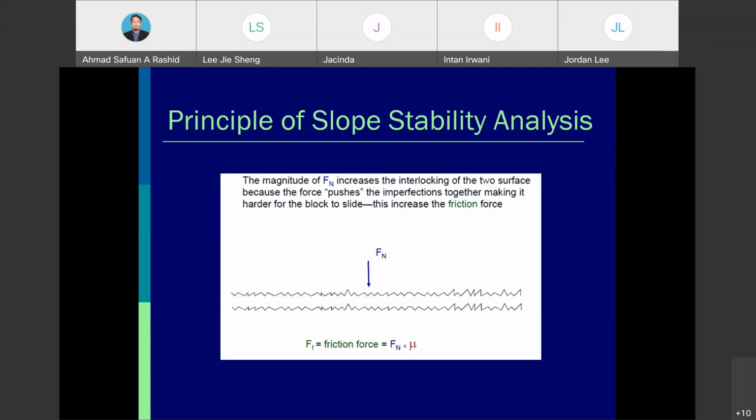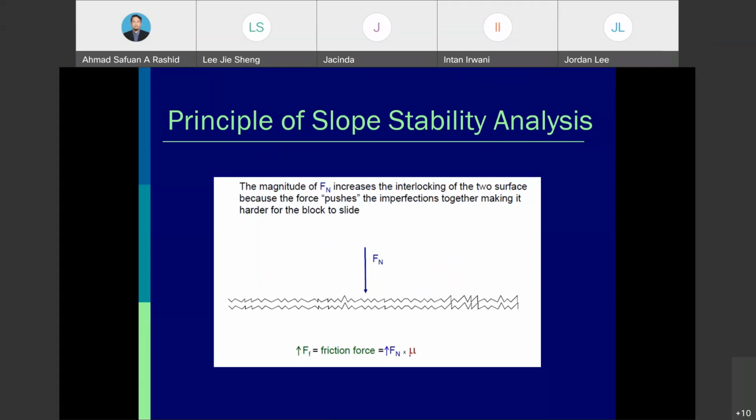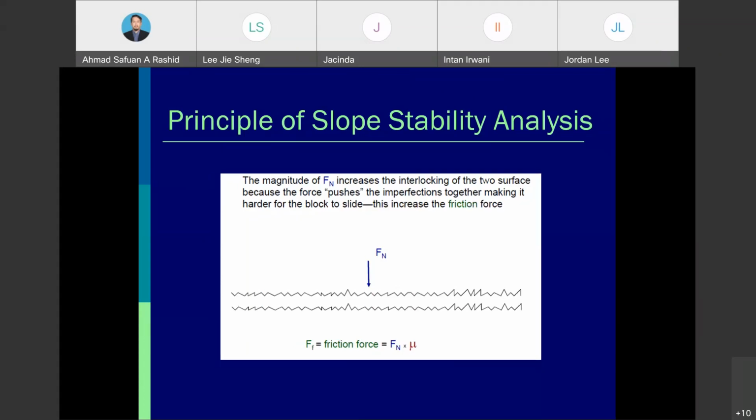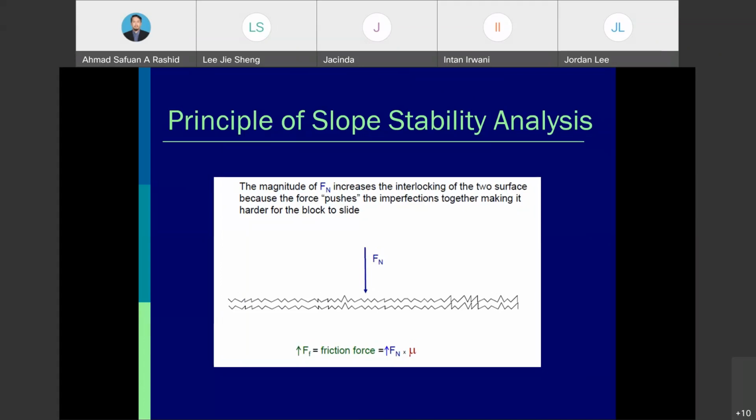So the magnitude of Fn increases the interlocking of two surfaces, because the force pushes the imperfections together, making it harder for the block to slide. So this increases the friction force. If we increase the magnitude of the normal force, it increases the locking of the two surfaces, because the force pushes the imperfections together, making it harder for the block to slide. So this is the same. If we increase the Fn, definitely the friction force will increase.